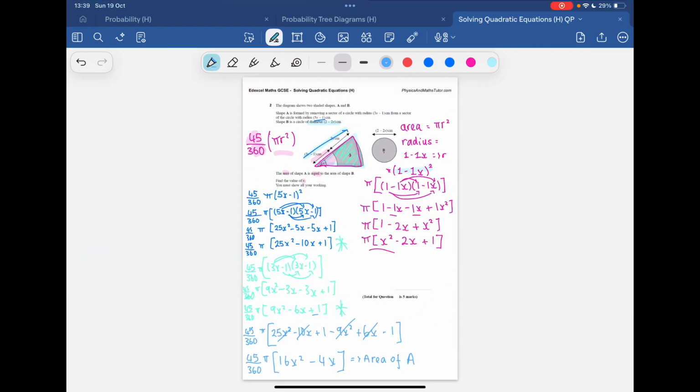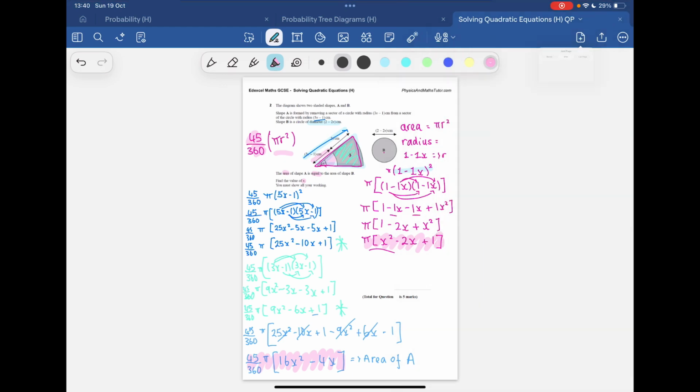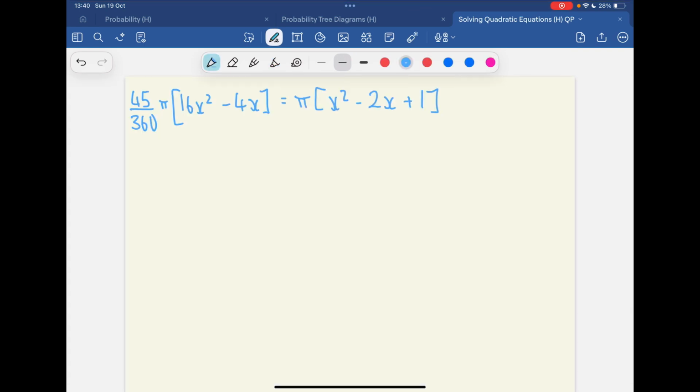So our two important pieces of information here are this area of shape A and this area of shape B. And what we know is that they are equal and we need to solve for x. So I'm going to move on to a new page. Okay, so this is what we know and we need to solve this for x.